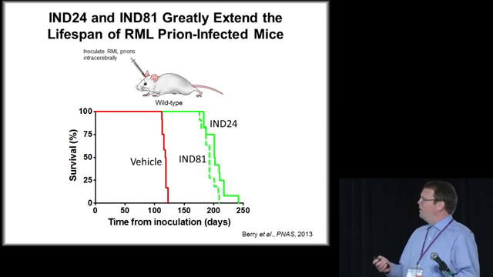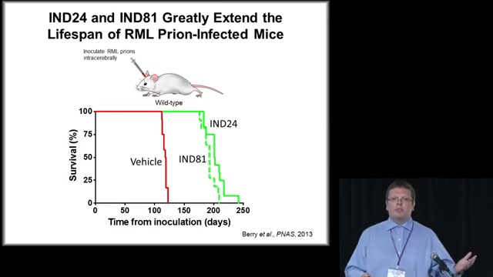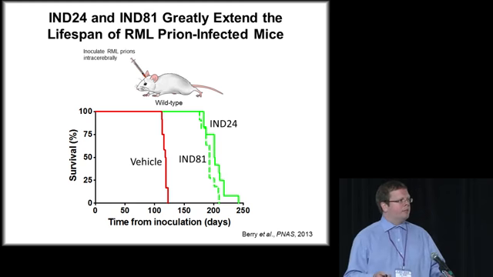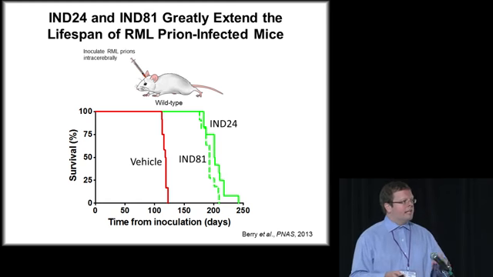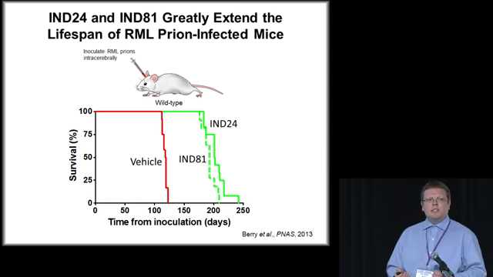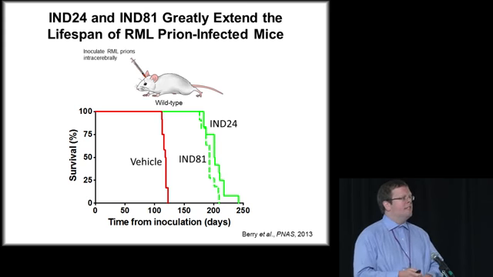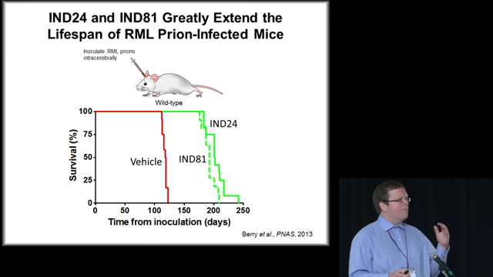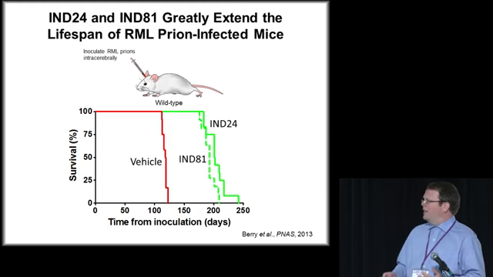Just as one example of that, while I was at the Prusiner lab, there was a large-scale effort to develop and uncover small molecules that interfered with prion replication. We conducted a large screen using these ScN2A cells, which are mouse cells infected with mouse prions. And we found an interesting series of compounds called the 2-aminothiazoles, called IND24 and IND81 here.